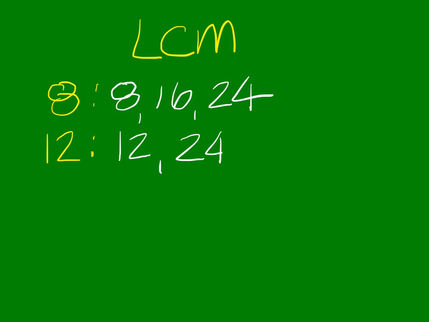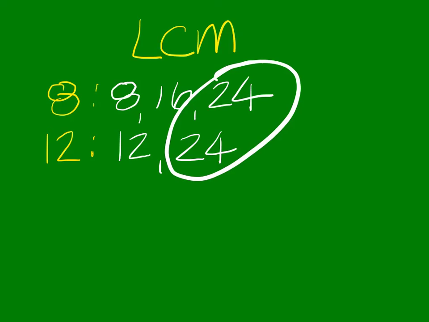Practice number 4. Find the least common multiple between these two numbers. The numbers are 8 and 12. On the practice problem, you should have 8, 16, 24, and you'll do 12 and 24 and come up with the right answer.